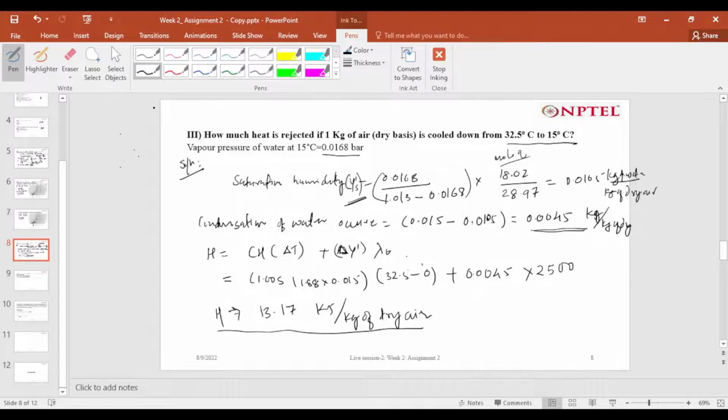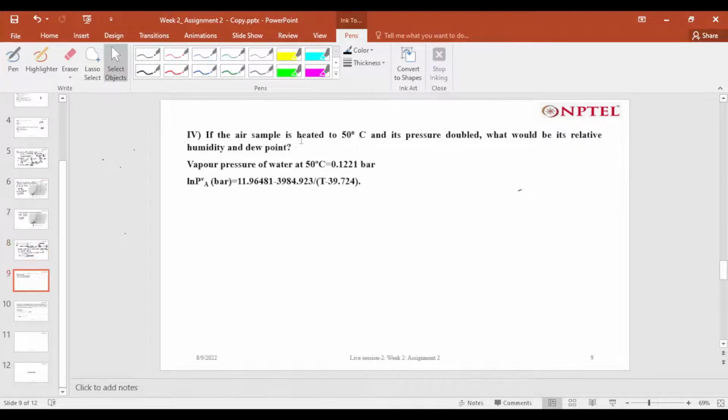Moving to the next question. If the air sample is heated to 50 degrees Celsius, its pressure doubles. What would be its relative humidity and the dew point? Here, given the vapor pressure of water at 50 degrees Celsius is 0.122 and the Antoine equation is given. Initially given P is equal to 1 atm. Here we mention the pressure doubles, so P is equal to 2 atm, right?